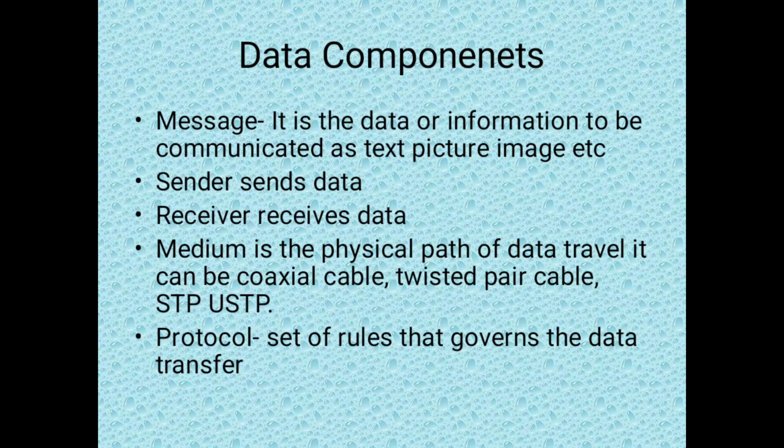Data components. Here is the explanation for each and every data component in detail. Message. It is the data or the information to be communicated as a text, picture, image, etc. The sender is the one who sends the data. The receiver receives the data. The medium is the path of the data travel. It can be a coaxial cable, twisted pair cable, STP, shielded twisted pair cables, UTP, unshielded twisted pair cables. Protocol. It is a set of rules that governs the data transfer.